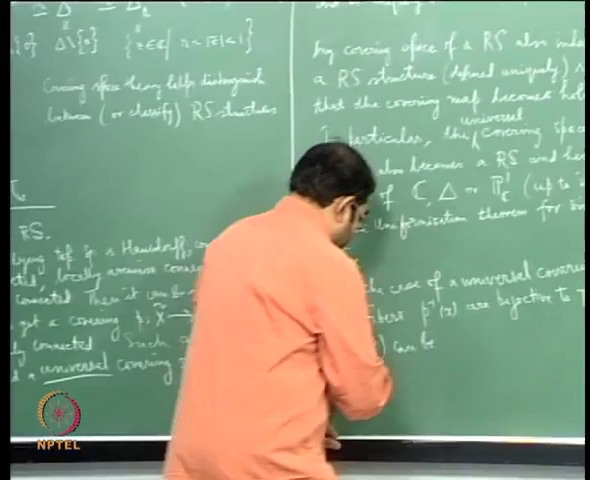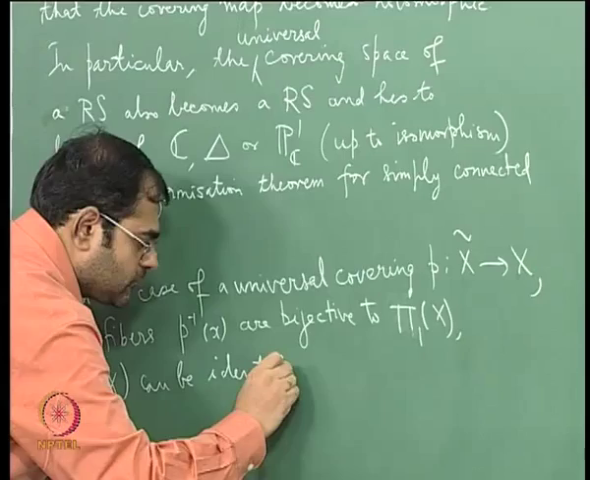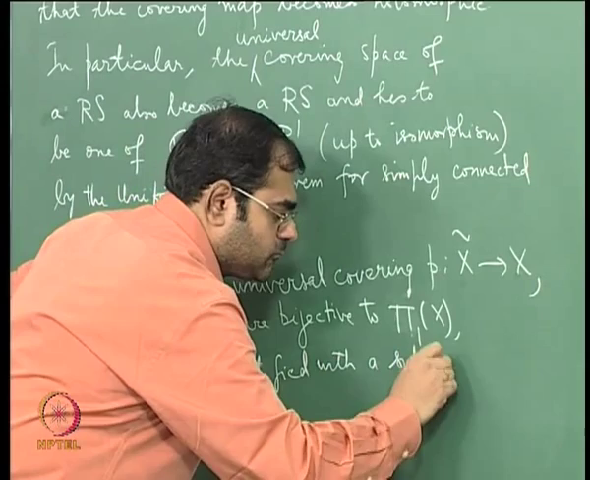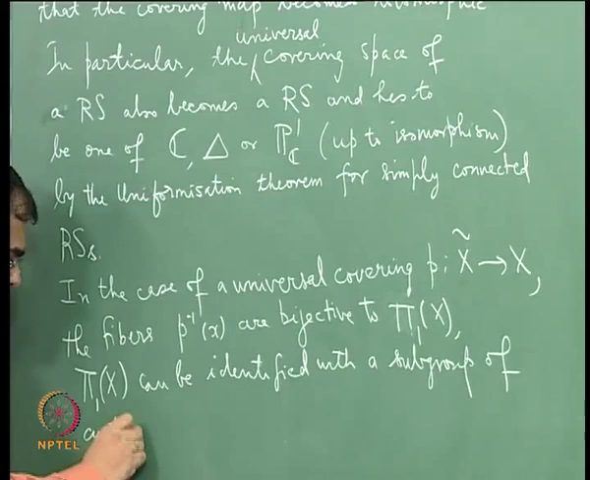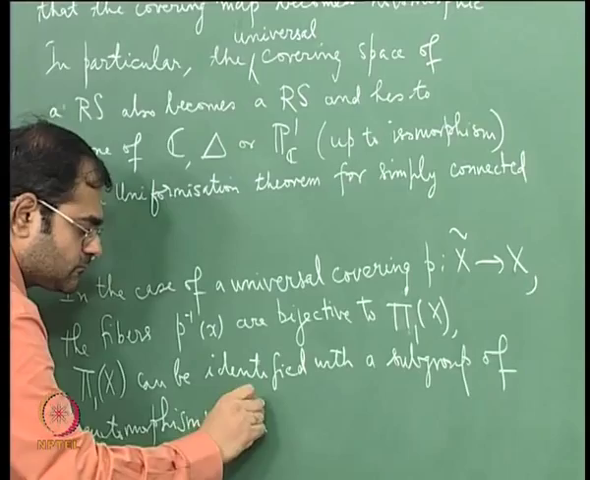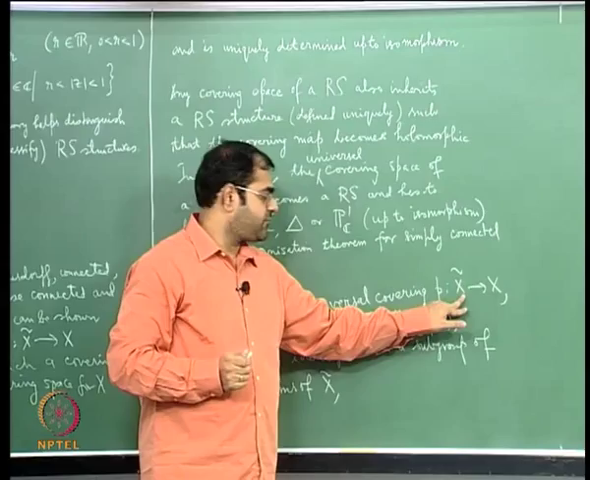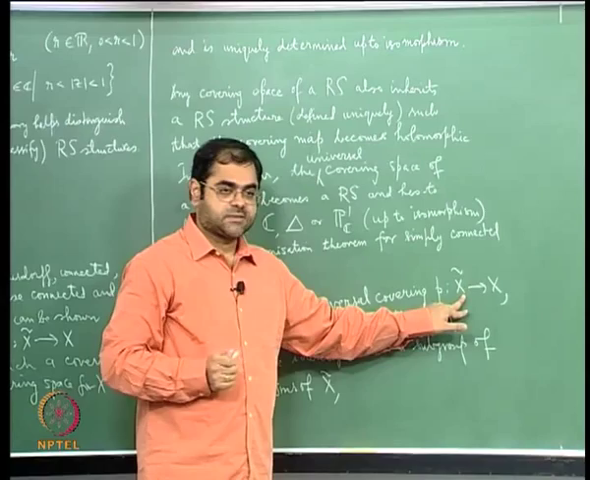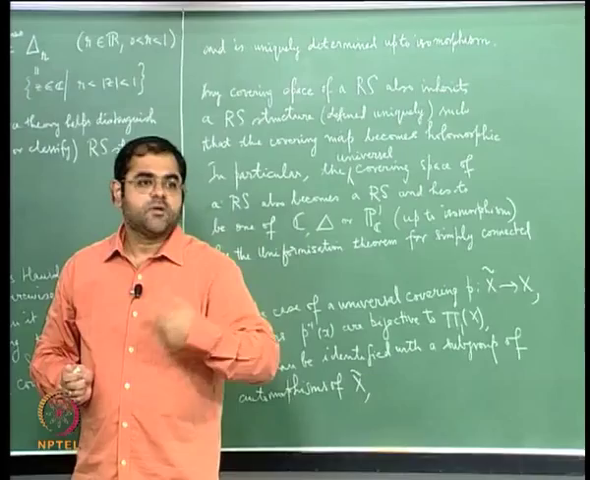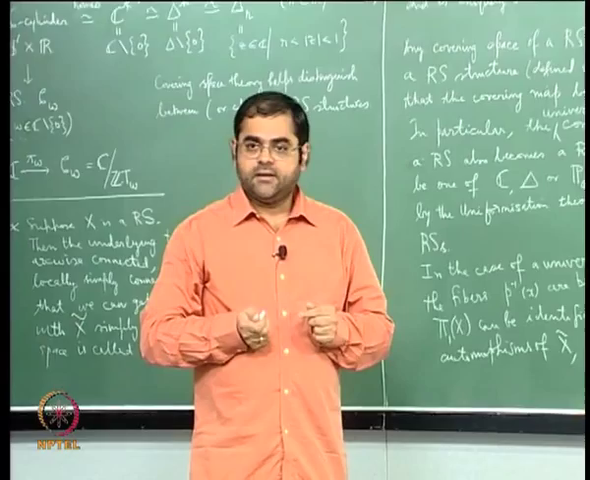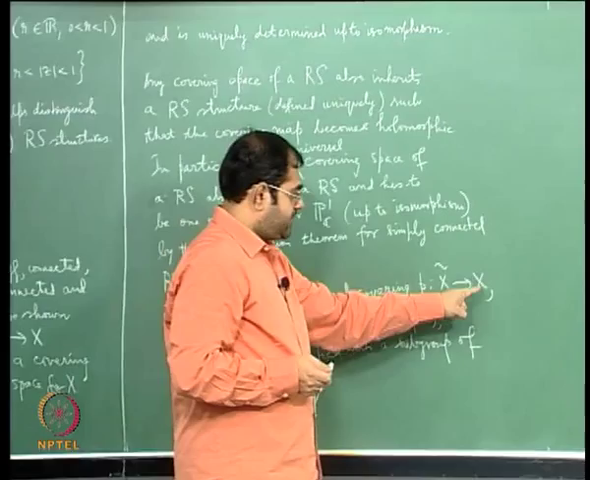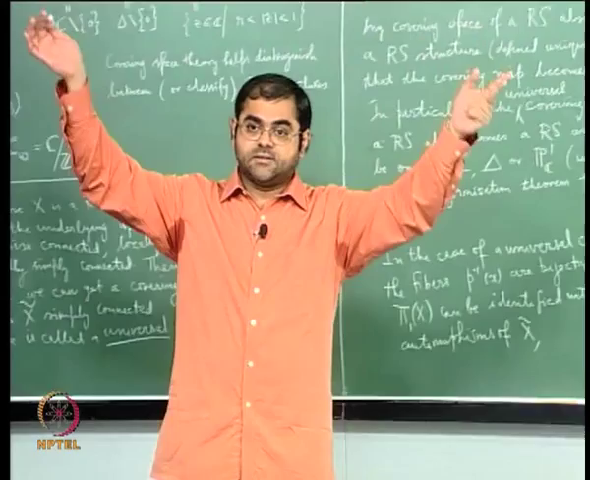The first fundamental group of the base space can be identified with a subgroup of automorphisms of the top space of the covering space. All right. So, what do I mean by automorphisms? If the situation is that X was just a topological space for which you have this covering, then by automorphisms of X tilde, I mean homeomorphisms of X tilde onto itself. Okay. And of course, you know that forms a group under composition. And I'm saying that you can realize the fundamental group as a subgroup of that. Group of automorphisms of the space above, okay.